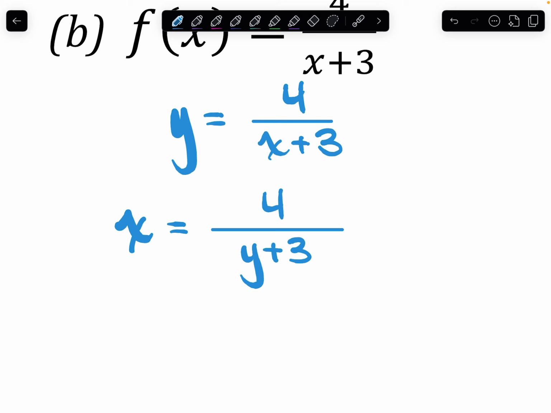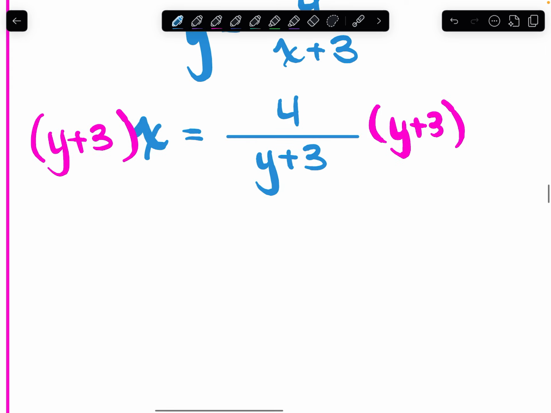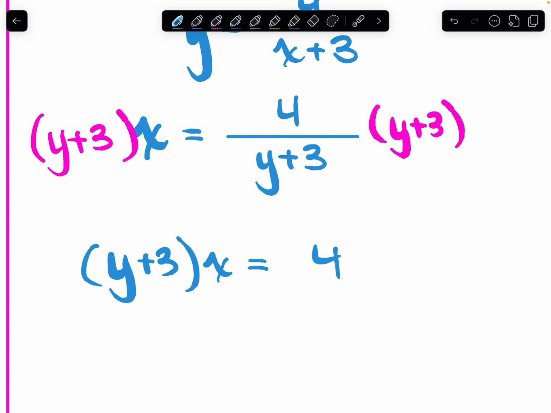All right, solving for y. We've got to get it out of the denominator. You can't take a single term out of a denominator. You have to take the whole chunk, y plus 3, out at the same time. So we're going to multiply both sides by y plus 3. What that's going to leave us with is y plus 3 times x equals just 4 because these two divide out now.